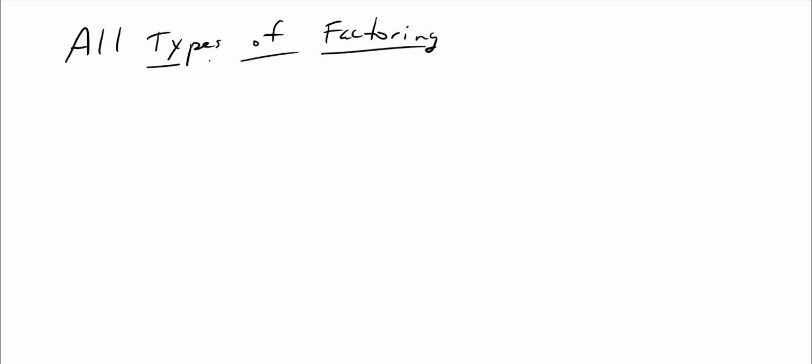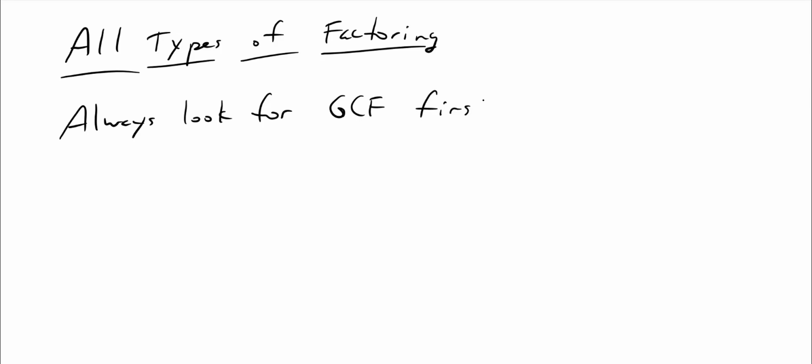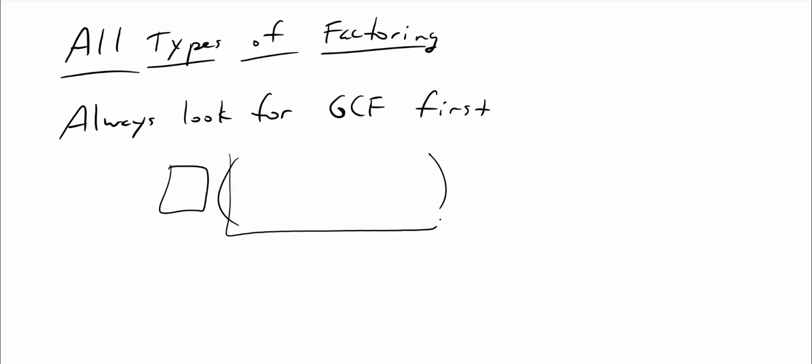Today we're going to combine all the types of factoring. So truly what we're going to do first is always look for GCF first. That's kind of the key. You're going to do greatest common factor first. What's going to happen is you're going to factor something out of the terms, and then you're going to have something left over.